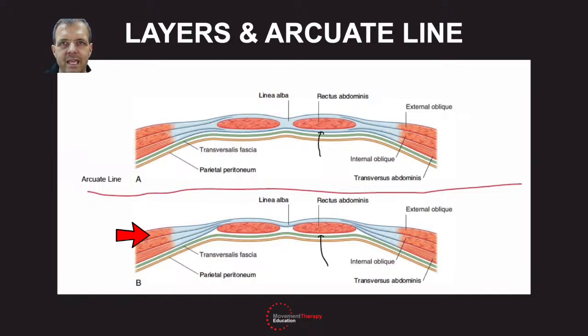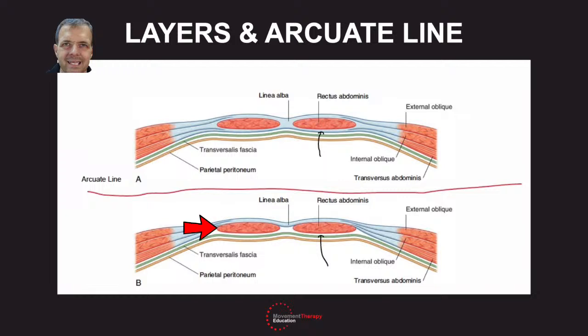So if you have a look here, the most superficial one goes around the front, the middle one goes around the front, and the deepest one goes around the front as well. Whereas here, superficial does go around the front, so that's the same, but this middle one splits into two and envelops that muscle, and the deepest one goes around the back.